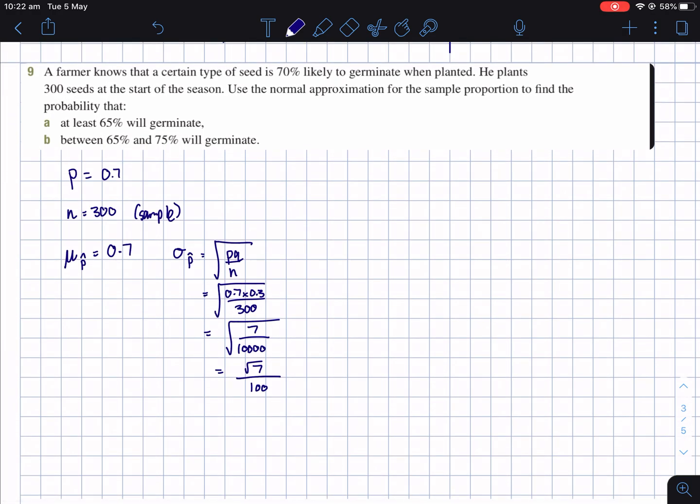So we're looking for the probability that the proportion we get is greater than or equal to 65%. Well, let's find the z-score for 65%. So we've got 0.65 minus the mean, which was 0.7, over the standard deviation, which is root 7 on 100. So the z-score for this one is going to be -1.89.